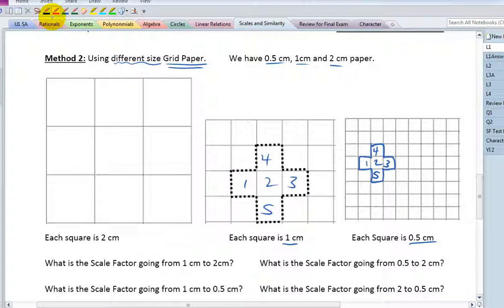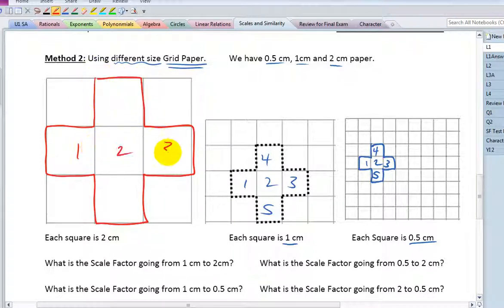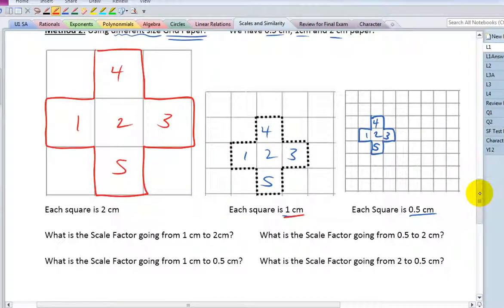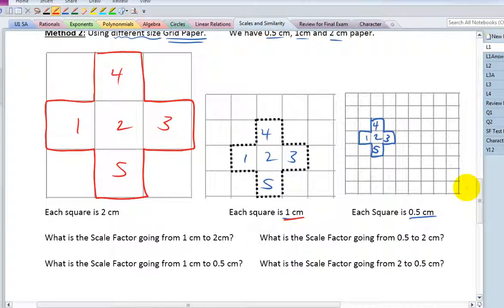As well, if we keep the same number of squares, but our squares are now larger, it becomes an enlargement. So if I start with 1 centimeter, I can enlarge or reduce using different size grid paper. You should be able to do that for some of your questions for your homework.